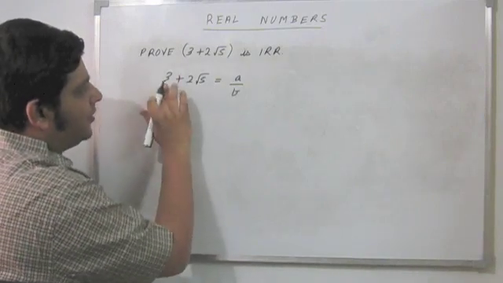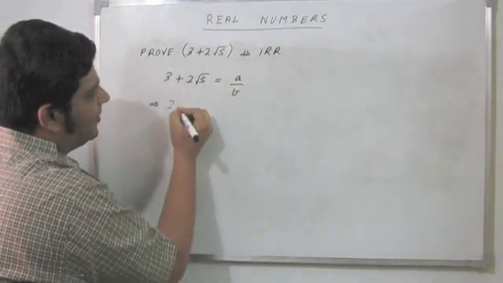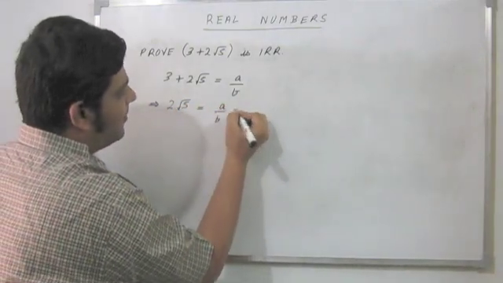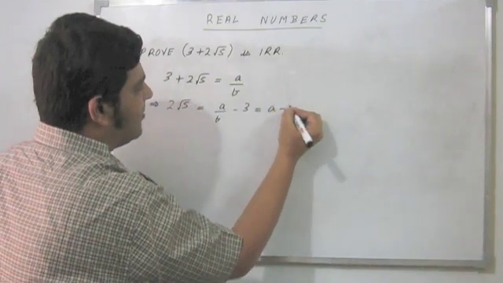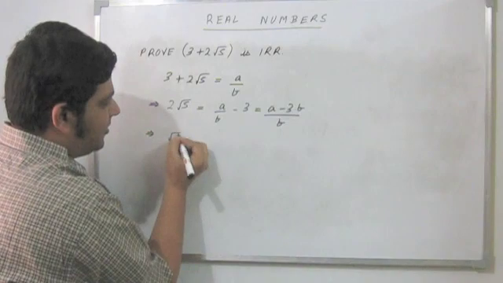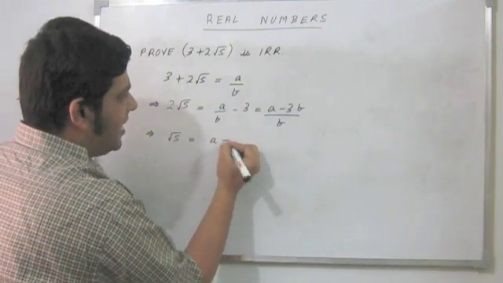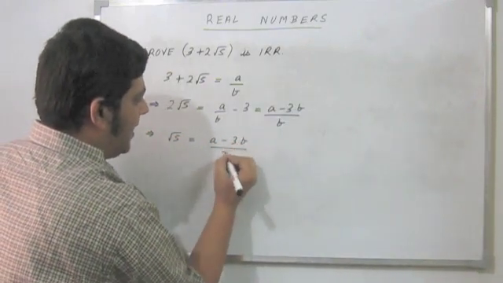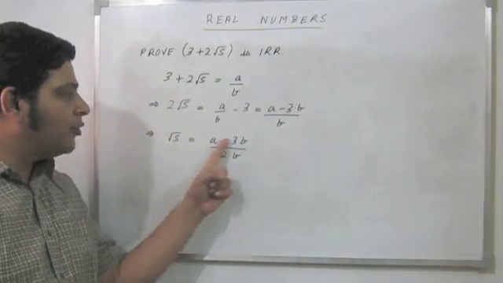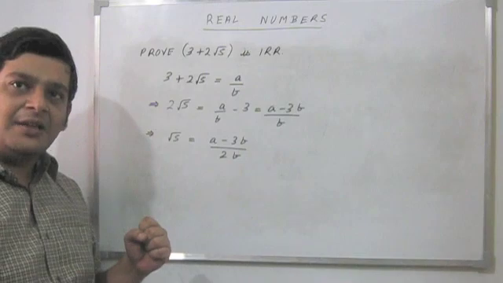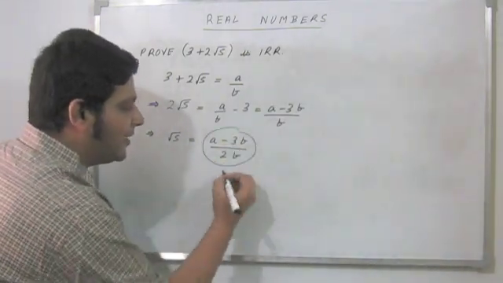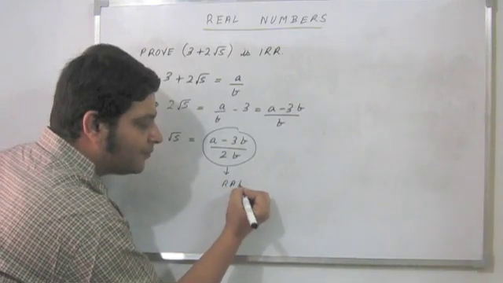First of all, let me take it to the other side. So I get 2 root 5 is a by b minus 3, or a minus 3b by b, which means I get root 5 as a minus 3b by 2b. Now let's look at this value. I know a and b are positive integers which are co-prime to each other. That means this entire thing is rational.